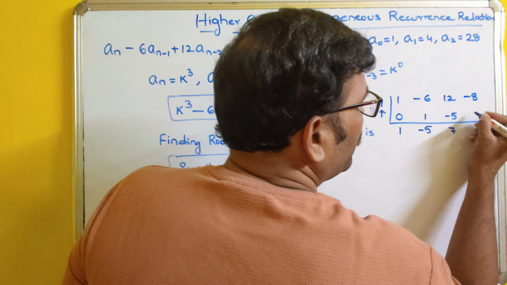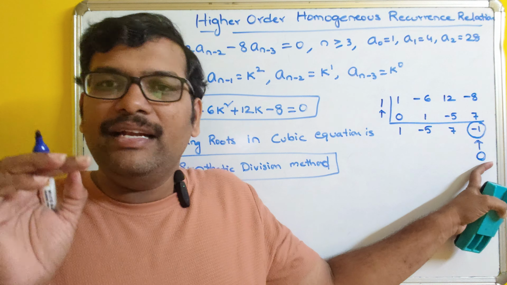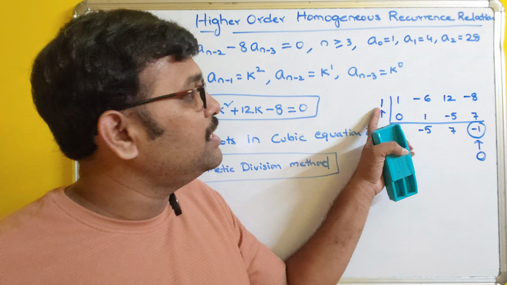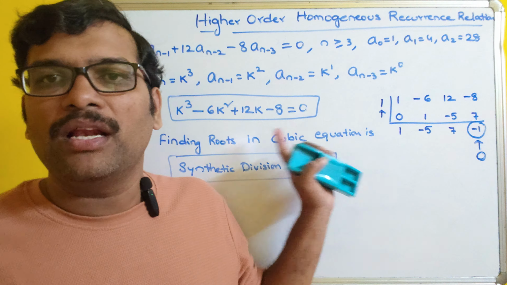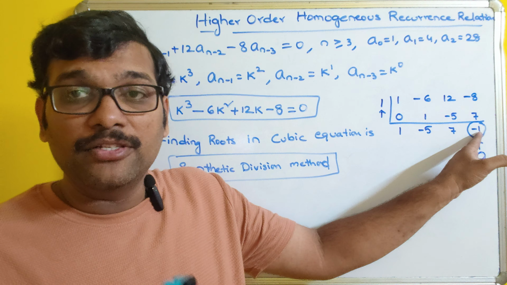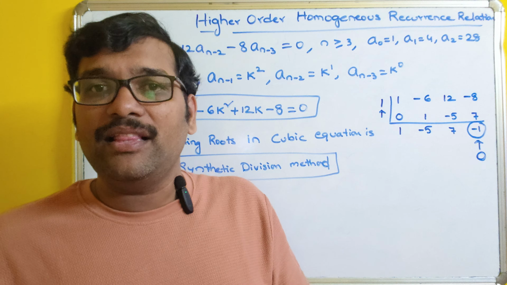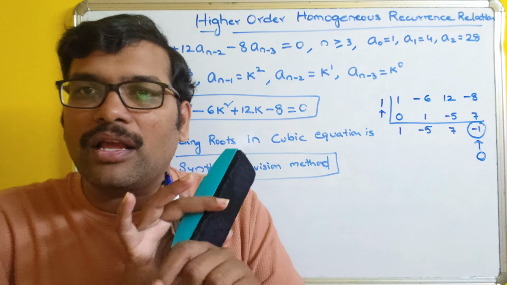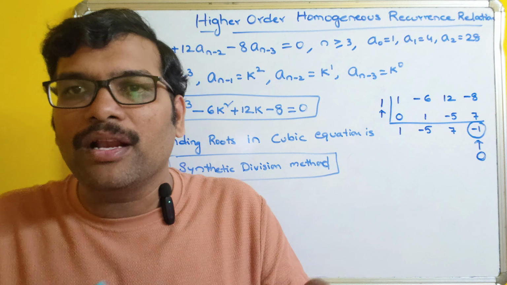If you get this column as 0, then definitely you can say this is one root of the cubic equation. Here in this case we got a minus 1, it's not a 0, we got a minus 1 in this place. So we can strongly say that 1 is not a root of the given cubic equation.